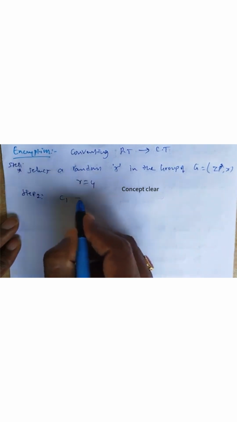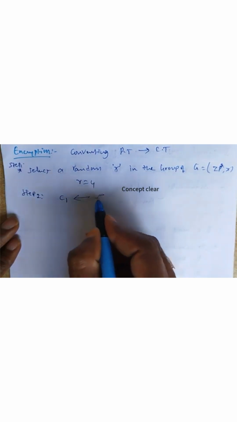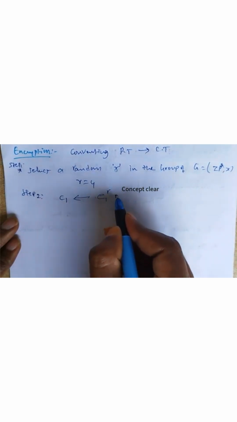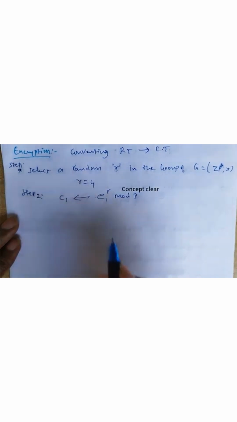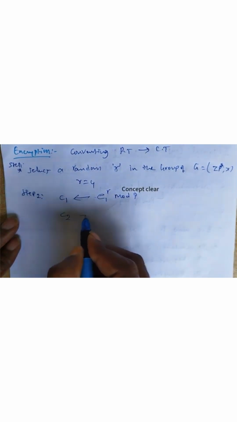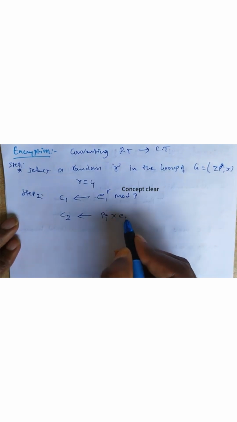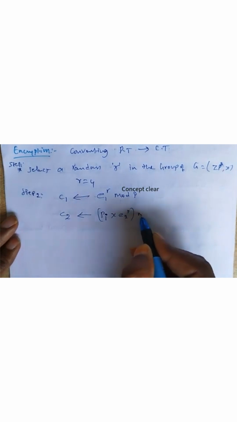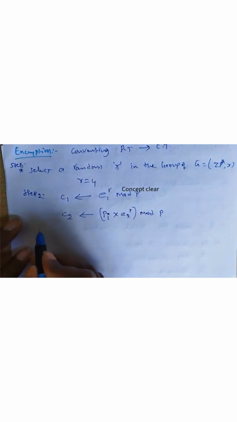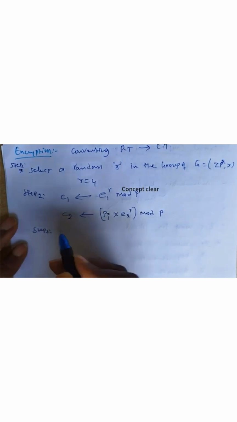Step 2, what is step 2 here? Step 2 is we have to calculate the C1 ciphertext value. What is the C1 formula? C1 equals E1 power R mod P. This is the formula for ciphertext 1. And ciphertext 2 equals, what is the formula here? Pi, the plain text, times E2 power R mod P. These are the two formulas for finding ciphertext 1 and ciphertext 2. Okay, step 3. In step 3, we have to find the two values.